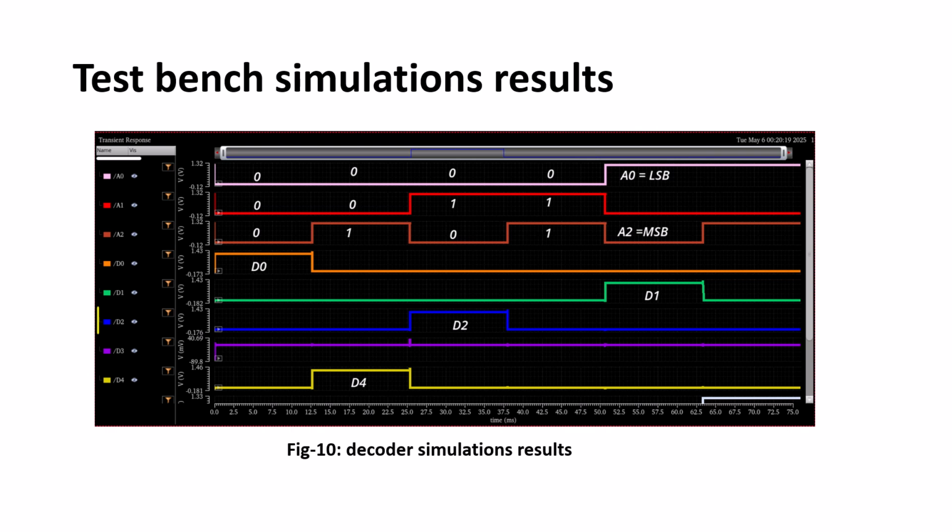Okay, so D4 will be high when our input combination is 0 0 1, and for 0 1 0, D2 will be high. And here we have taken A2 as MSB and A0 as LSB.